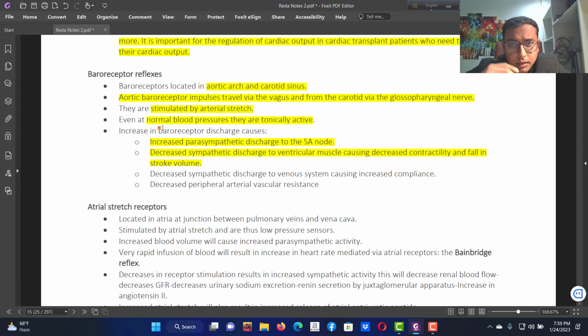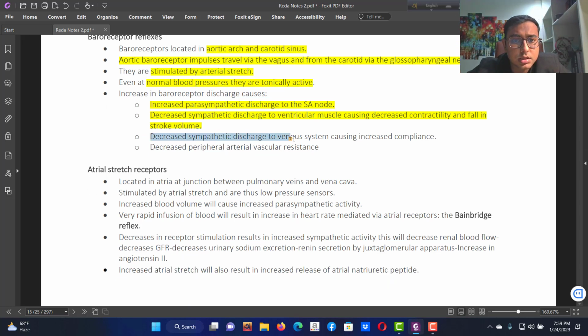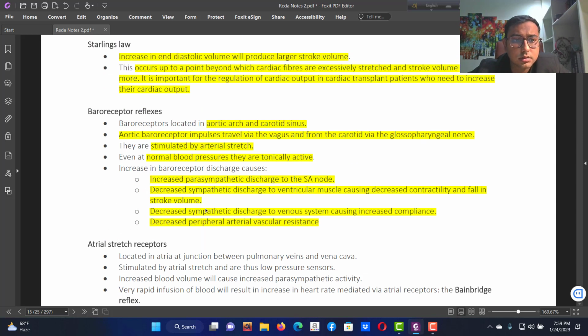In that case, a significant amount of blood cannot pass through the brain, so hypoxia occurs and carbon dioxide increases, and the baroreceptor is stimulated. Decreased sympathetic discharge through the venous system causes increased compliance and decreased peripheral vascular resistance. It is an emergency procedure. That is the first and most important mechanism stimulated during hypoxia or acute blood loss.